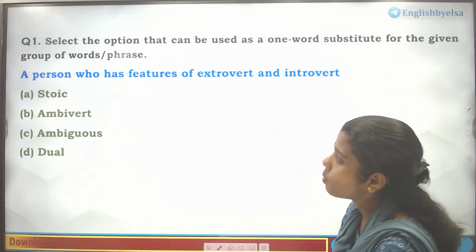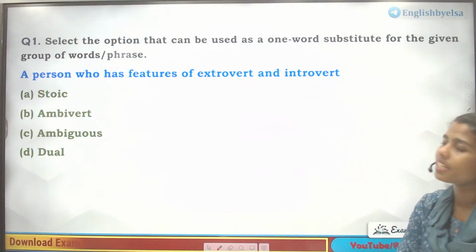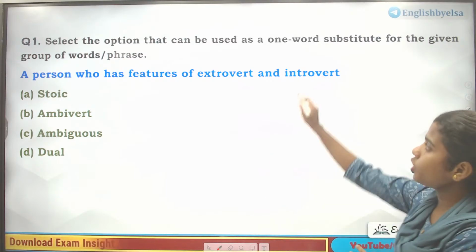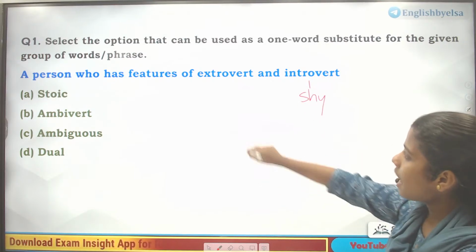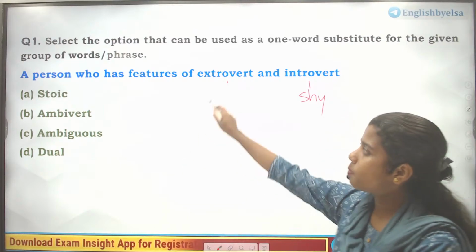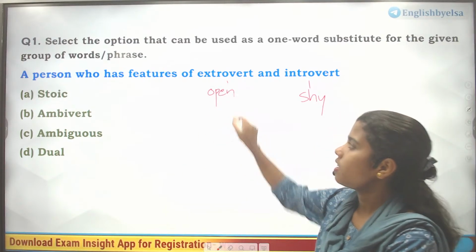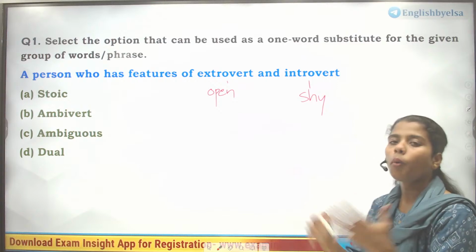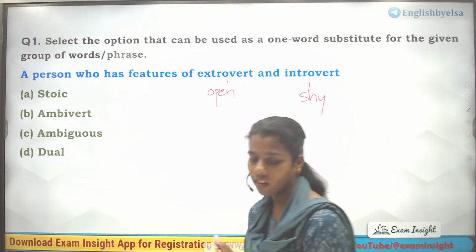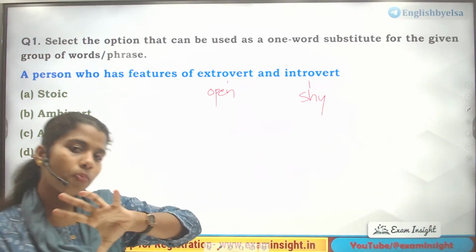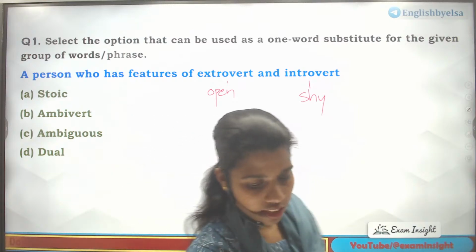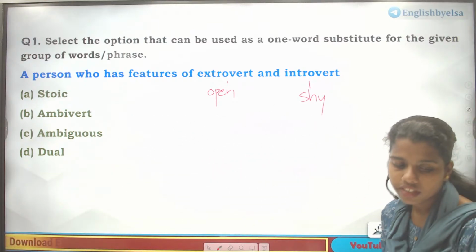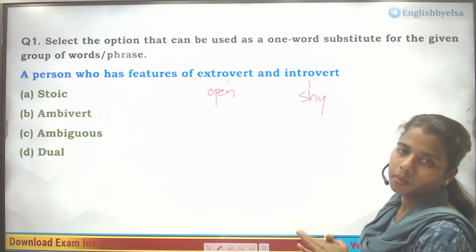My sentence is a person who has features of extrovert and introvert. Introvert means shy person and extrovert is the opposite. That means open person, I can say, who has a quality of openness, who is not shy at all. The person who has both the quality will be called what? Stoic, ambivert, ambiguous, dual.